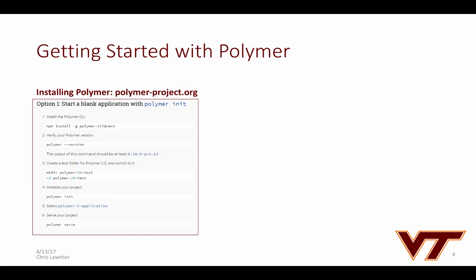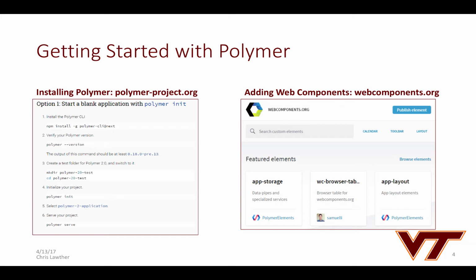Make sure to familiarize yourself with those if you're unsure how to use them or what they do. Once the project is initialized, the next step is to start adding web components. A variety of web components are available at webcomponents.org. On that page, you can search through different web components and start adding them to your site.